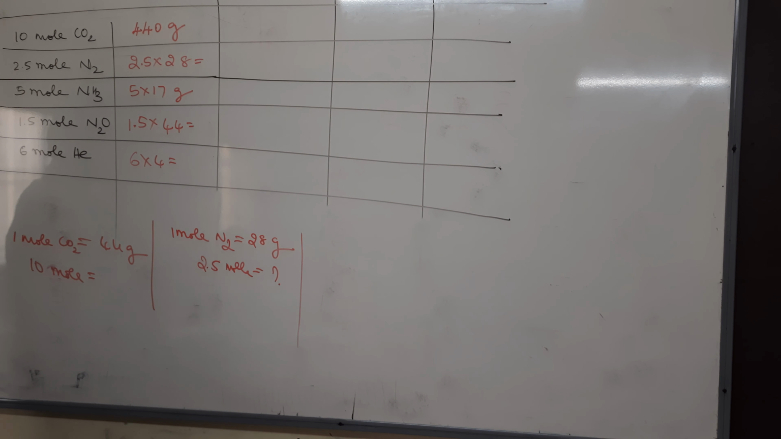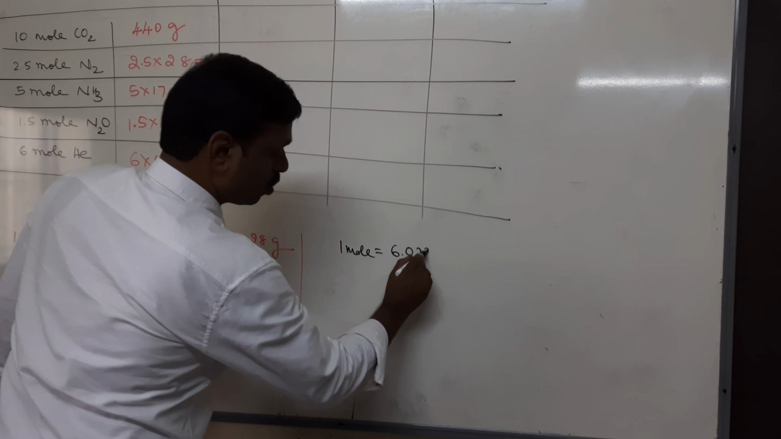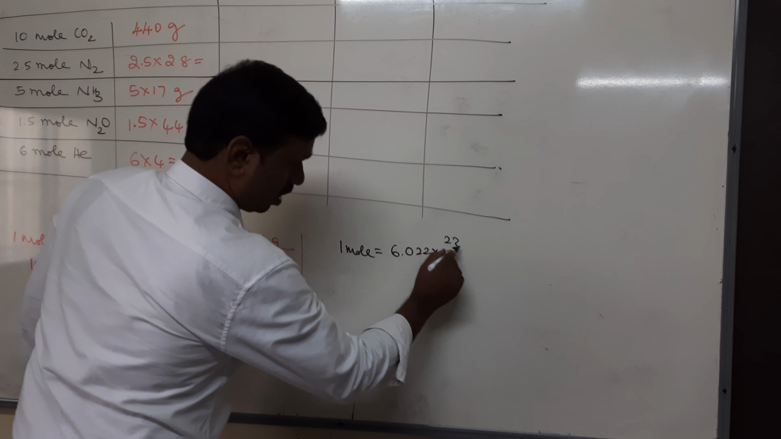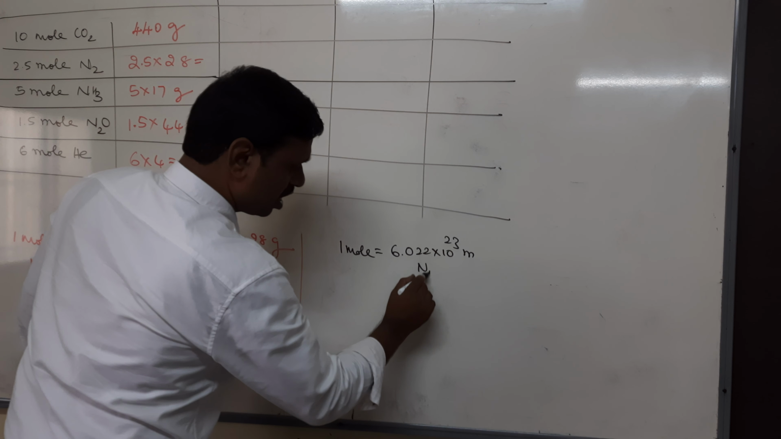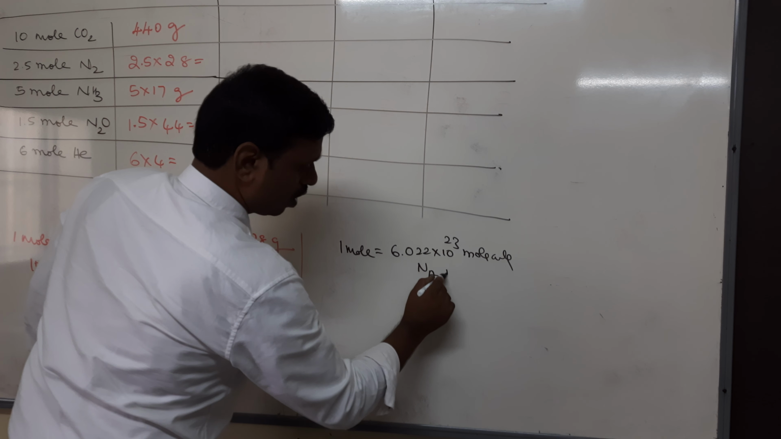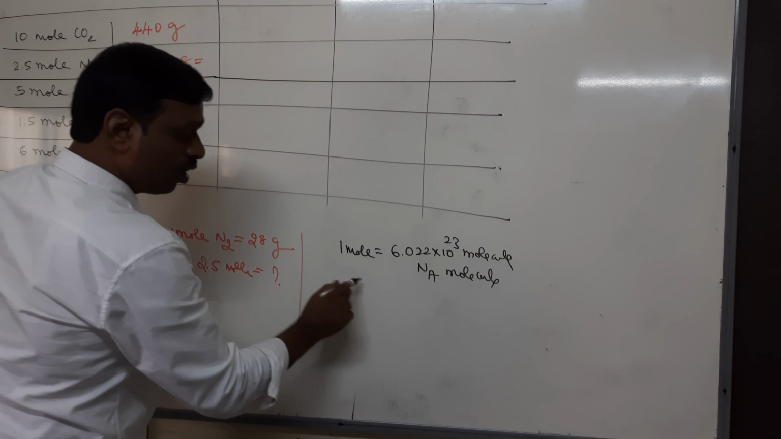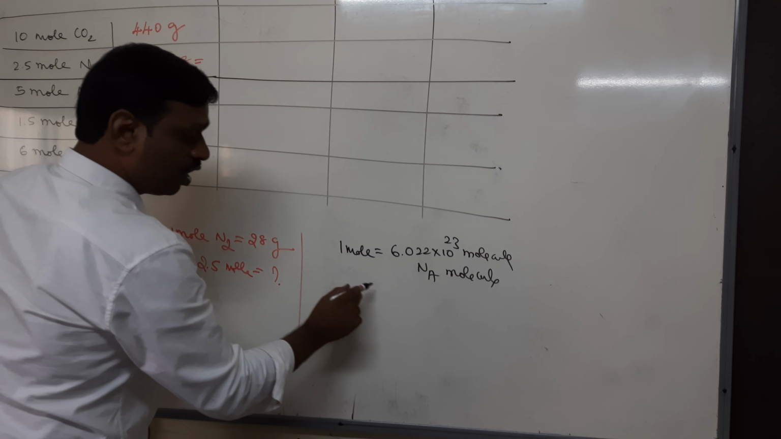What about number of molecules? Tell me, 1 mole. We know that 1 mole is equal to how many molecules? 6.022 into 10 power 23. Yes. Can I take this as Na molecules? Okay. So therefore 1 mole is equal to Na molecules.